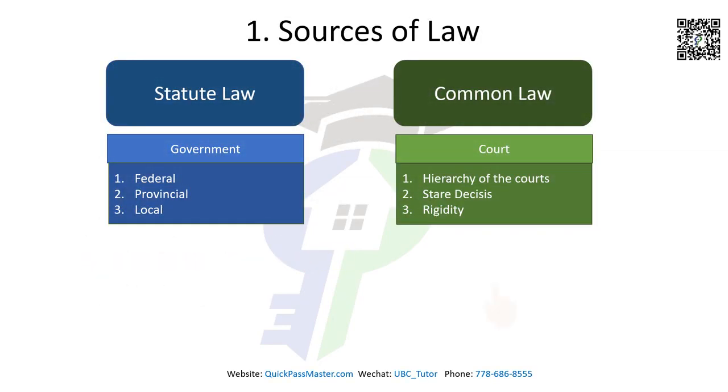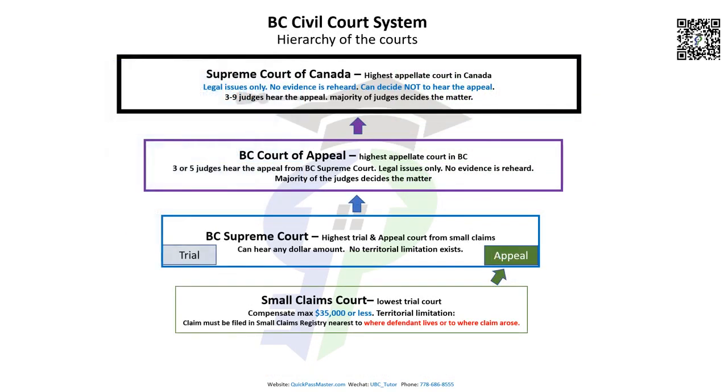Let's move on to common law. Common law is the law created by the courts, and the court uses the hierarchy of the courts. Let's talk about hierarchy. Our BC civil court system is comprised of 4 different courts: Small Claims Court, BC Supreme Court, BC Court of Appeal, and Supreme Court of Canada.